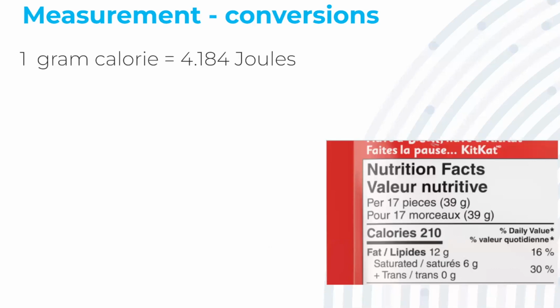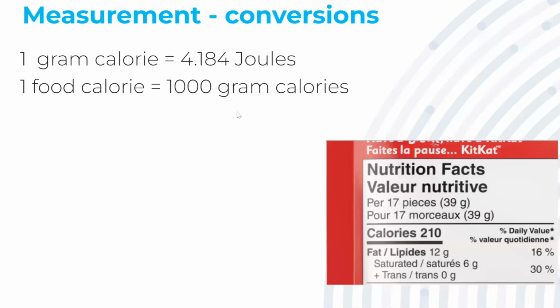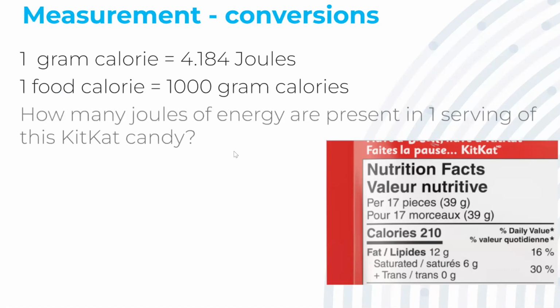So if we knew that 1 gram calorie is 4.184 joules, and 1 food calorie is equal to 1,000 gram calories, then we can do the conversion and figure out how many joules of energy this is. So 1 serving is 210 calories. And if we wanted to know how many joules of energy are in 1 serving, then we could just do this conversion.